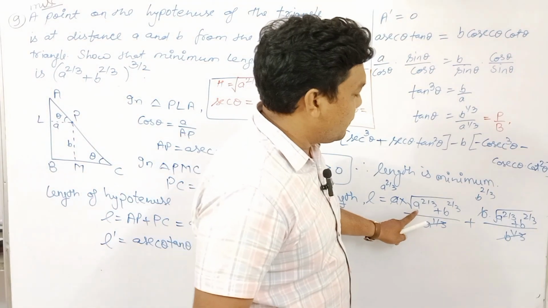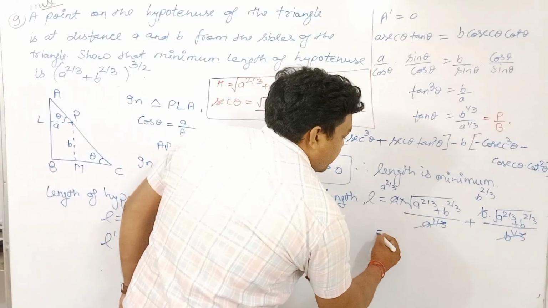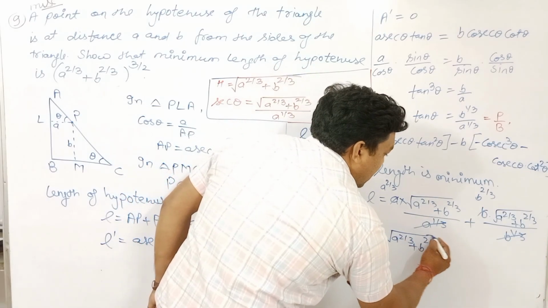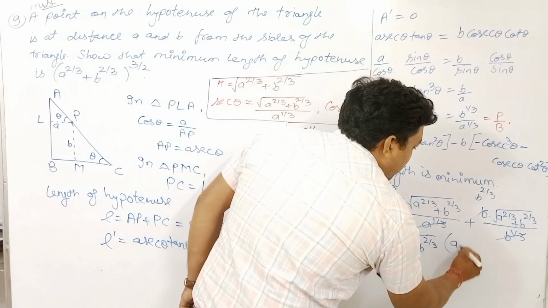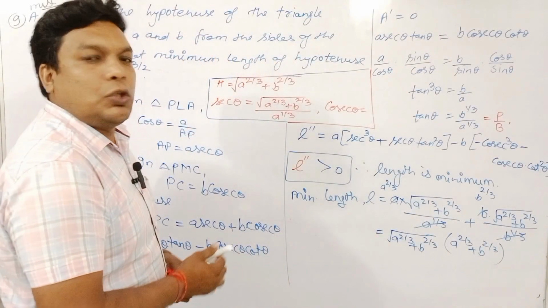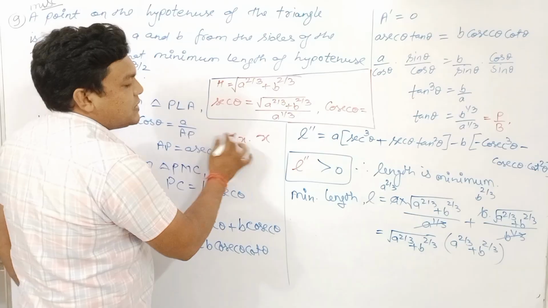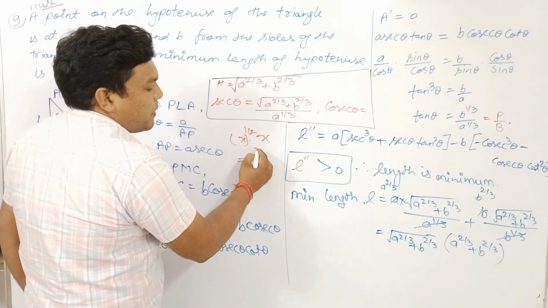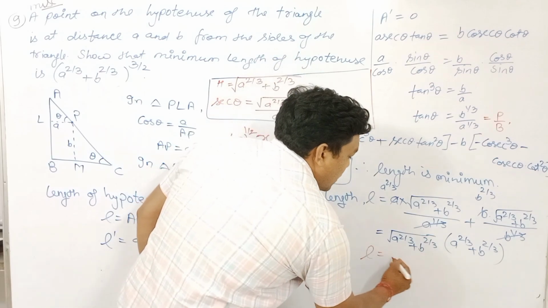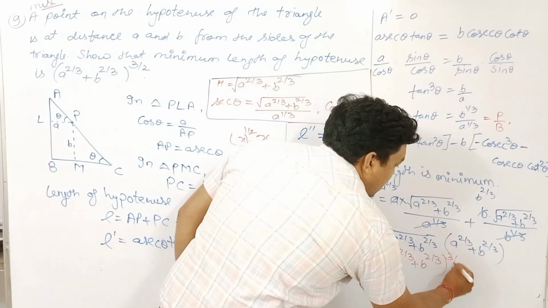Now what is common? Look here. Root of a power 2 by 3 plus b power 2 by 3 is common. So it will be square root of a power 2 by 3 plus b power 2 by 3 common. What remains here? A power 2 by 3 plus b power 2 by 3. Now it is root x into x. What is root x into x? It is x power root x, that means half. So it is x power 3 by 2. So what is L equal to? A power 2 by 3 plus b power 2 by 3 whole power 3 by 2.